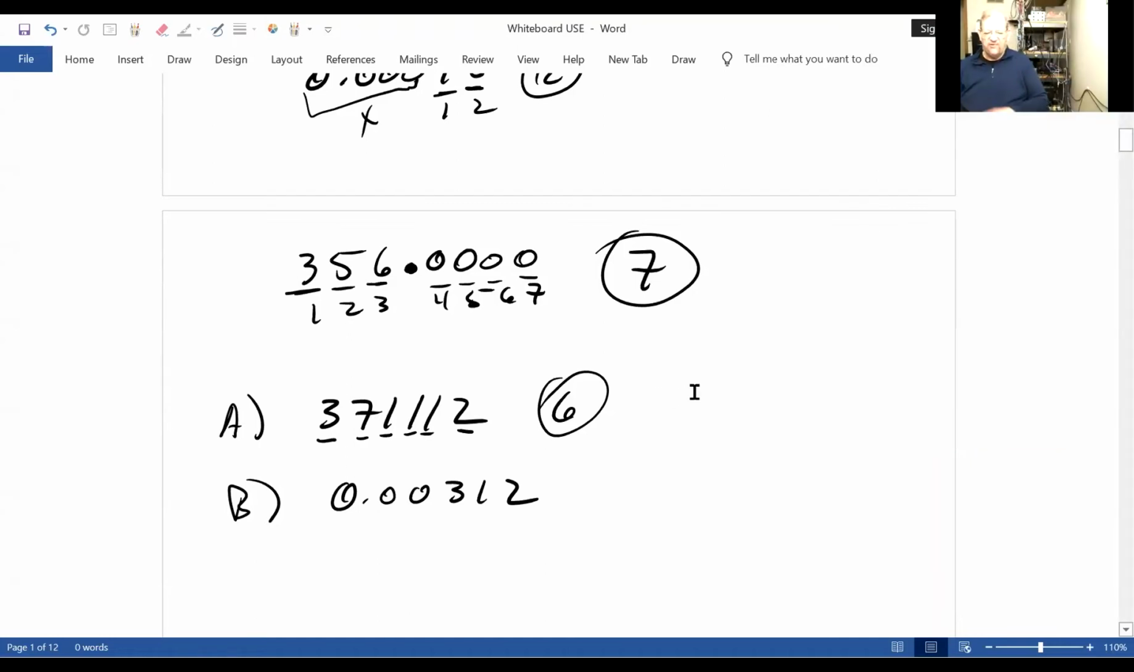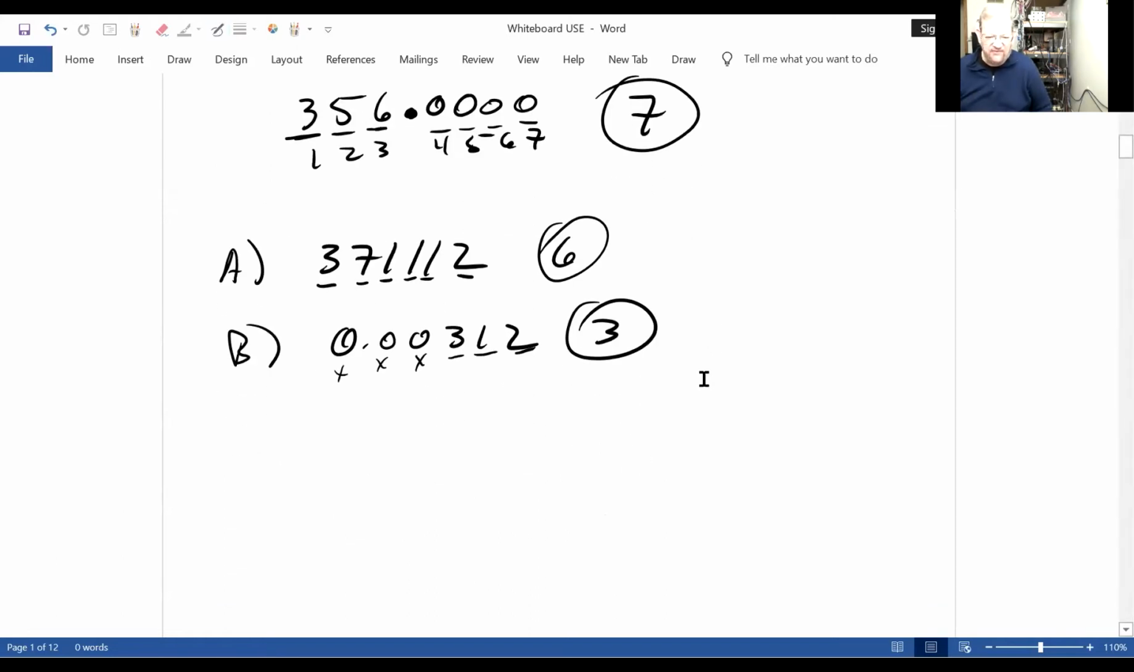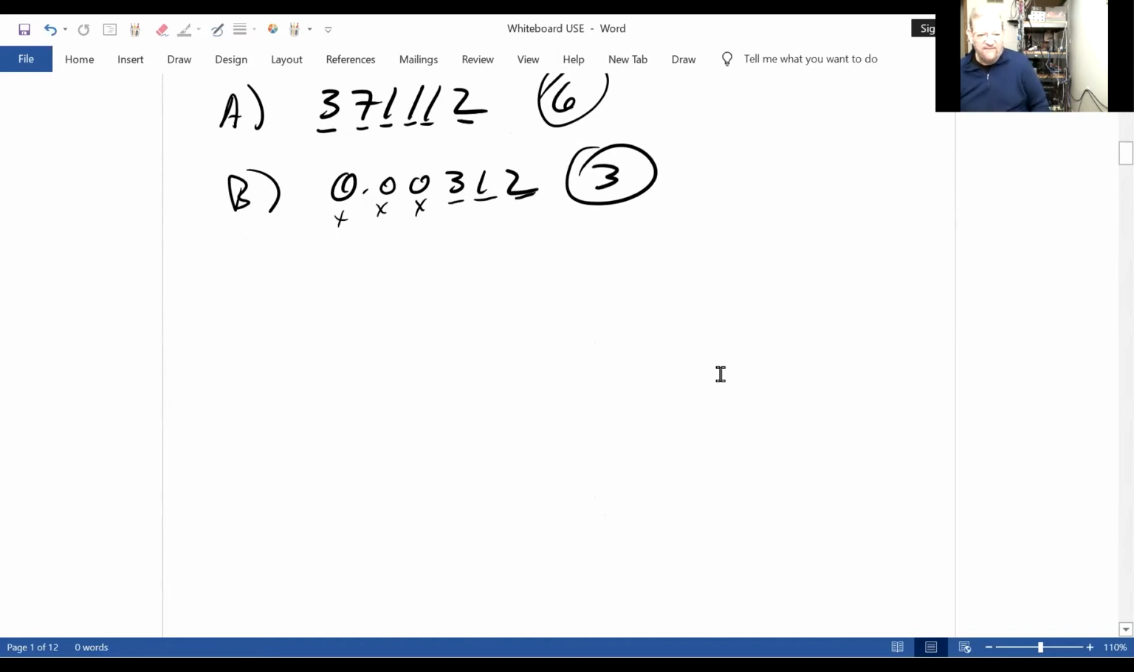All right, let's do this. All leading zeros are never significant, so these are out. All non-zero numbers are significant. 1, 2, 3. So the answer here would be three significant figures. Let's do another one.